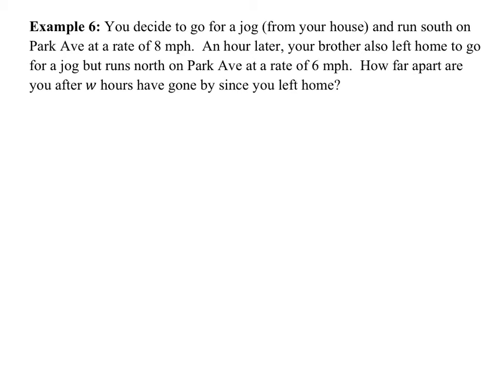So draw yourself a quick diagram first. You decide to go for a jog and run south on Park. So let's say here is the starting point. You run south on Park at a rate of 8 miles per hour. An hour later, your brother also left home but runs north on Park at a rate of 6 miles per hour. After W hours have gone by, what is W? W is some variable, we don't know. After some amount of time has gone by, how far apart are you guys?